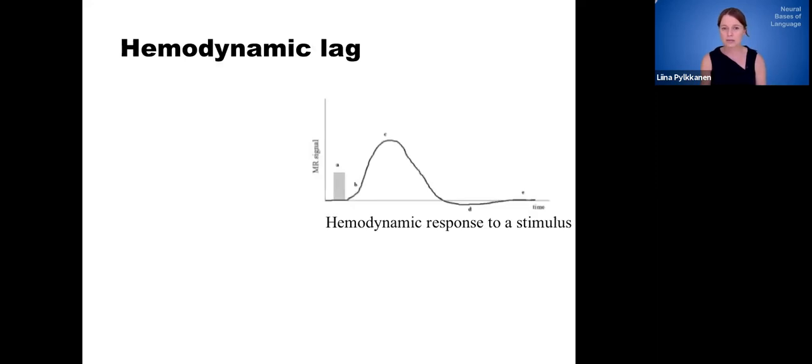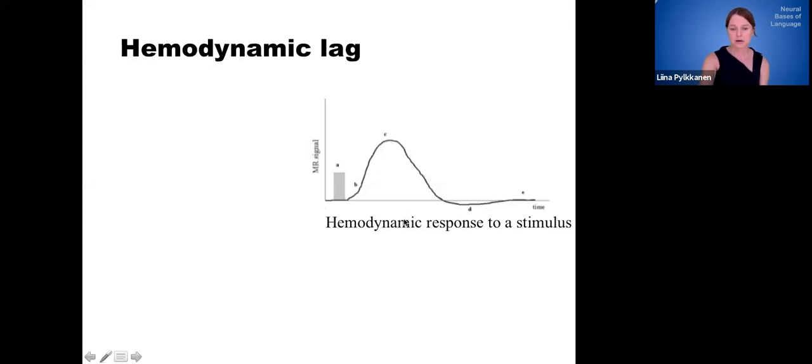So let's now look at the time course a little bit more. You'll often hear the term hemodynamic lag. That refers to the slowness of the hemodynamic response to the stimulus. Remember, with these techniques, we're not directly measuring neural activity, we're measuring a consequence of neural activity.